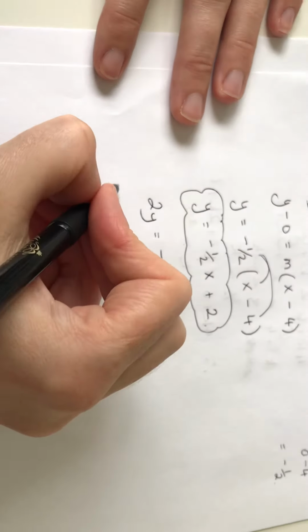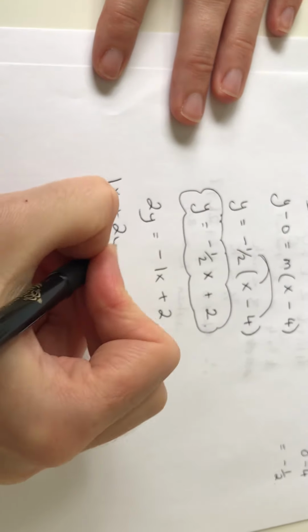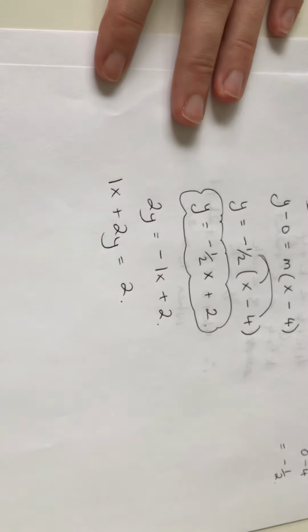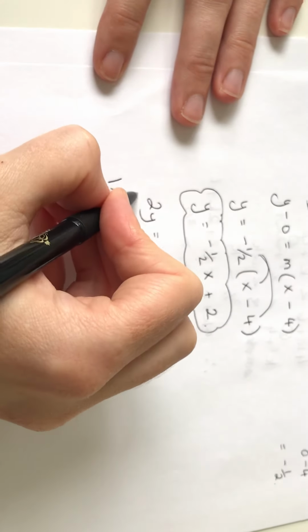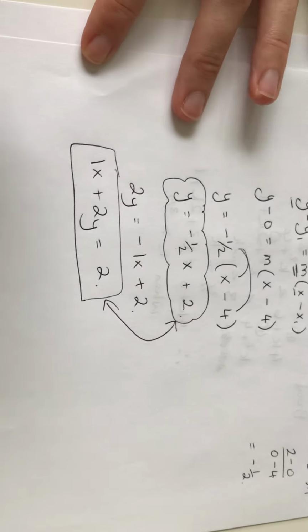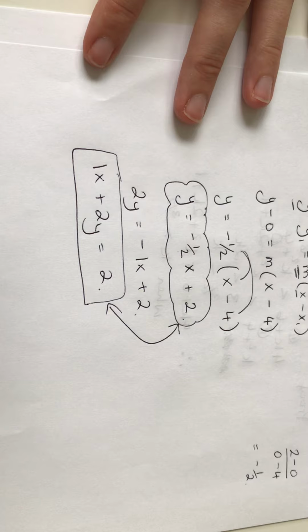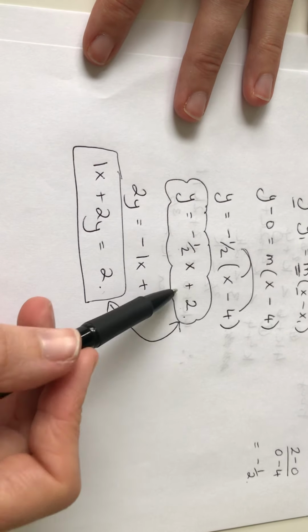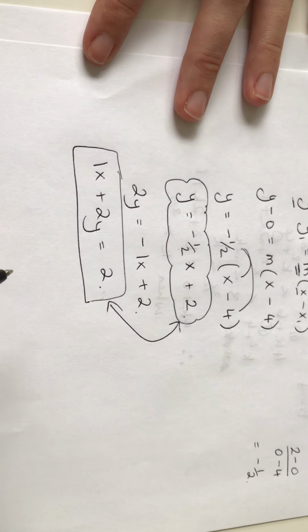I'm going to add 1x to both sides. Okay, maybe now it looks better. Maybe you prefer it looking like this. Now they're the same thing. I didn't do anything to them except, you know, what I did to the left, I did to the right. So they're actually the same information.